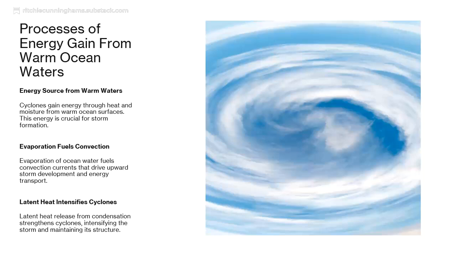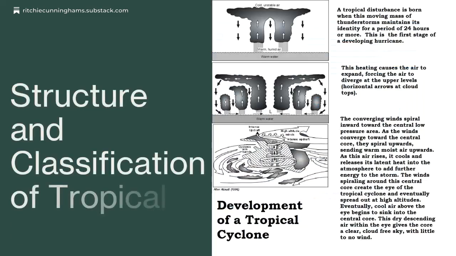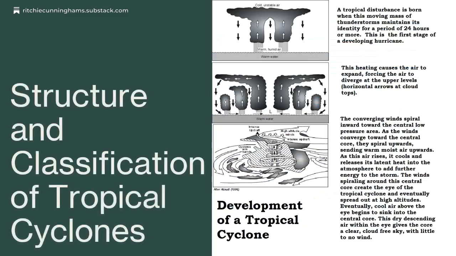Air from surrounding areas is drawn in to replace the rising air. Because of the Earth's rotation, this incoming air begins to spiral, forming the rotating wind pattern characteristic of tropical cyclones. As long as the storm remains over warm water and vertical wind shear is low, it can continue to strengthen. Once the system moves over land or cooler water, it loses its energy source and quickly weakens.